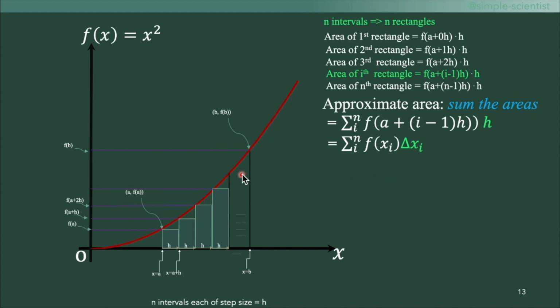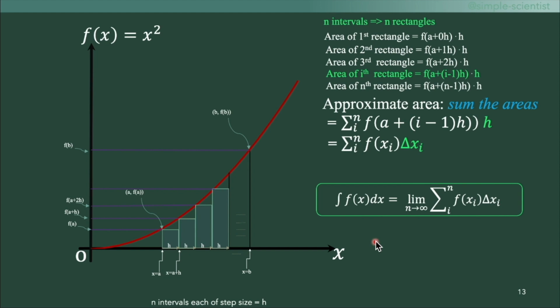Since x square is a continuous function, we need to take n approaching infinity to approximate the area under the curve, and that's why we take the limit n approaching infinity. And basically this defines the integration of f of x, and this is the integration symbol. So the conclusion is that integration is the sum of infinite area terms.